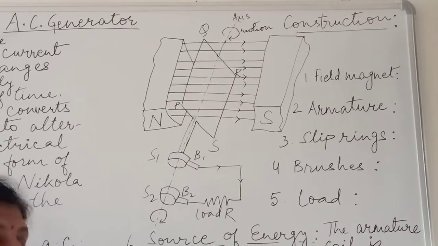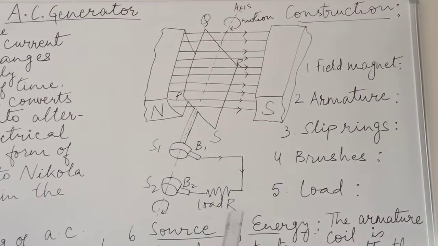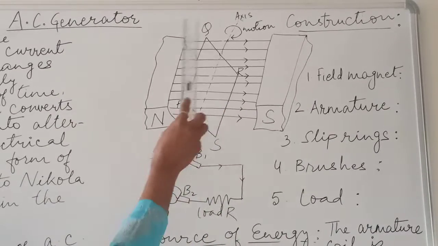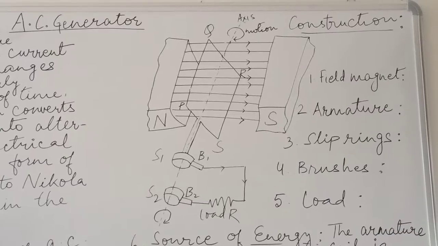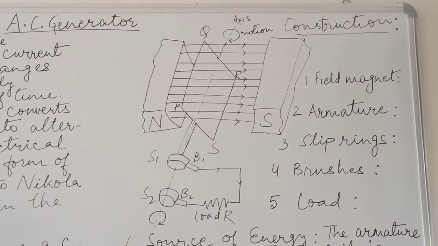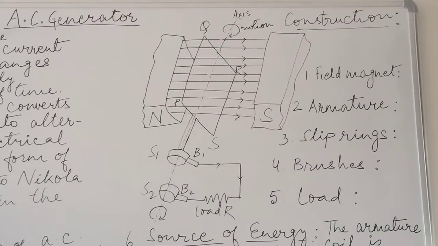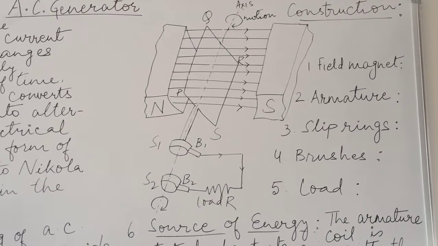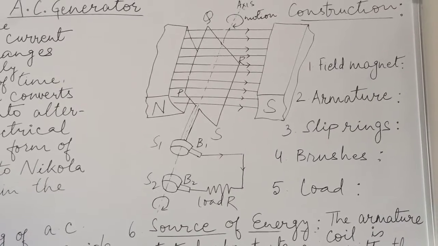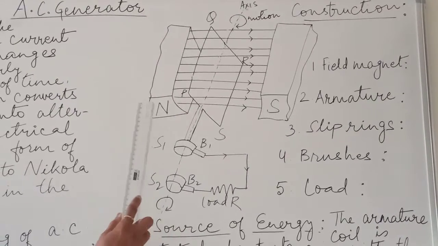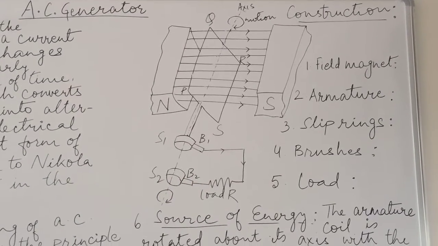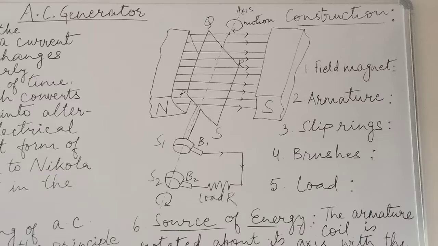Construction of AC generator. First of all, you see the diagram. It is a very simple diagram, and it consists of 6 essentials. They are field magnet, armature, slip rings, brushes, load and source of energy. First one is field magnet.